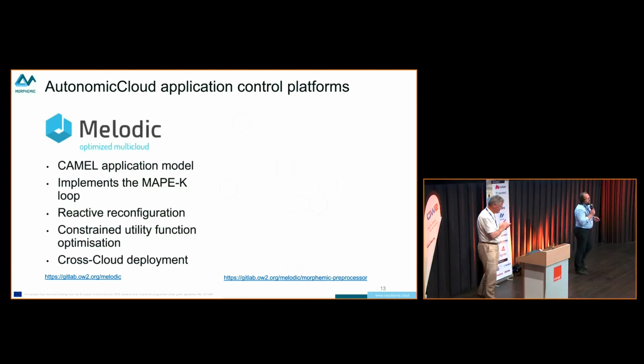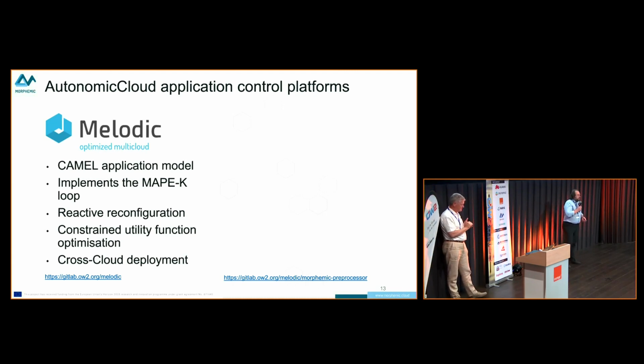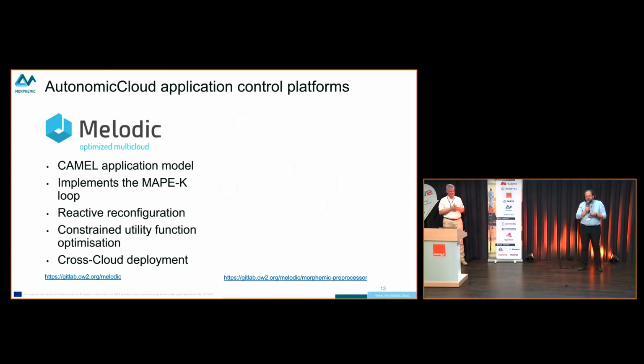Yeah, so actually, what's the evolution here between Melodic and MORPHEMIC? In the case of Melodic, we had a CAMEL application model that implemented this standard autonomous loop with reactive configuration and pretty constrained utility function optimization, but it was pretty unique to offer really cross-cloud deployment.